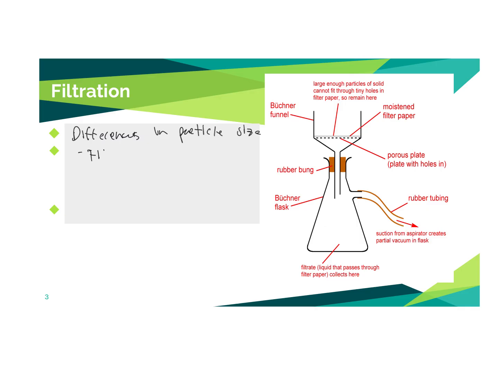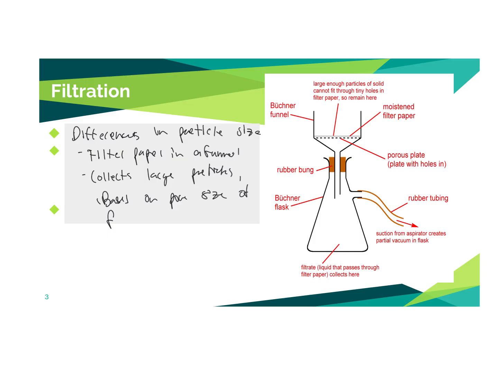Typically you use something like a filter paper in a funnel, right? And this collects large particles. And this is also based on the pore size of your filter paper. So if you have really, really large particles, like some sort of a solid, a nice fine filter paper will catch all of that solid so it doesn't go in with your liquid.